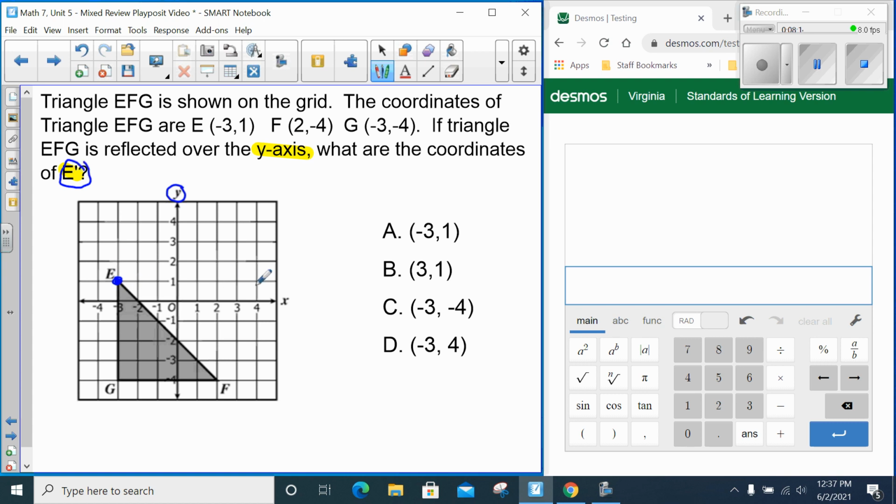that means I need to cross the y-axis. So in this case, I'm going to be moving to the right. So what I want to do is figure out my distance from E to the y-axis. So I'm going to count 1, 2, 3. Because I'm 3 units from the y-axis, to reflect over the y-axis, I just need to move 3 units in the opposite direction. So now from here, I'm going to go right. 1, 2, 3. This is where our new point would be after a reflection over the y-axis. So our new ordered pair for E prime, always start at your origin, would be 3, 1. So our best answer choice here would be B.